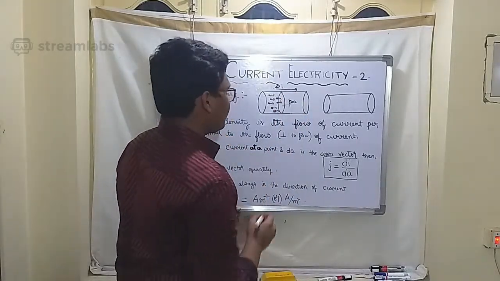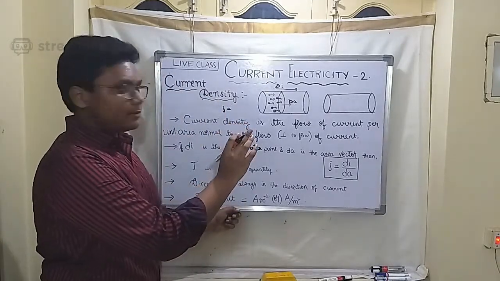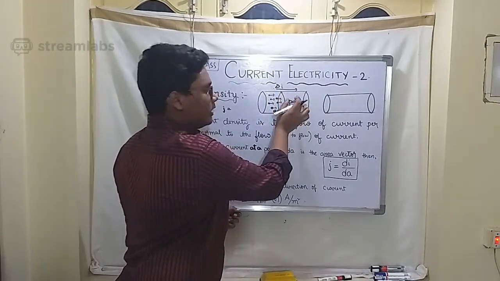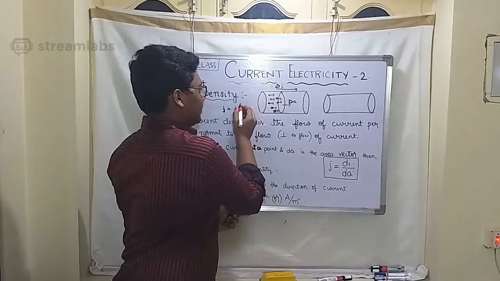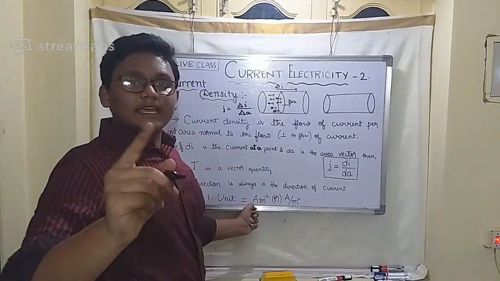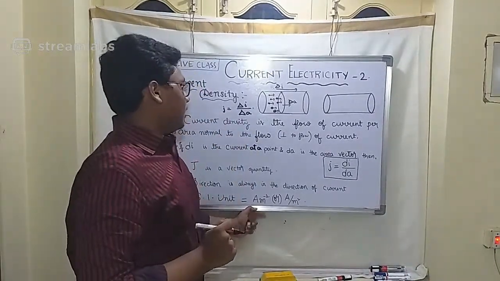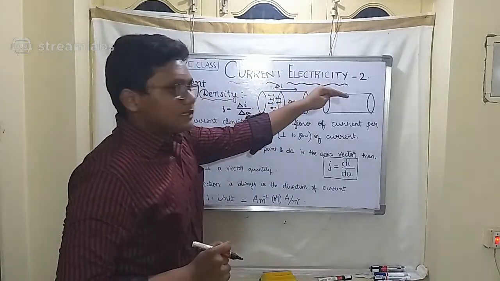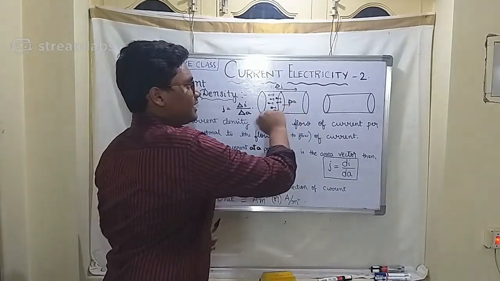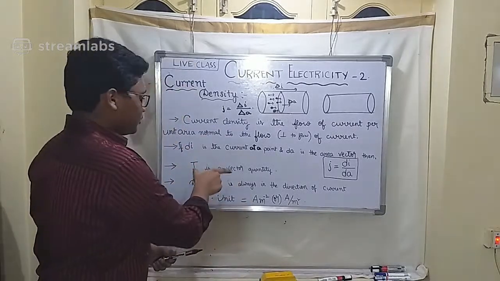In that case, the current density is denoted by J, and that is the current per area, delta I by delta A. Delta area is a vector quantity. Keep in mind that area is a vector quantity. Delta I is moving in this direction, and delta A is the vector in this direction. So J is a vector quantity.